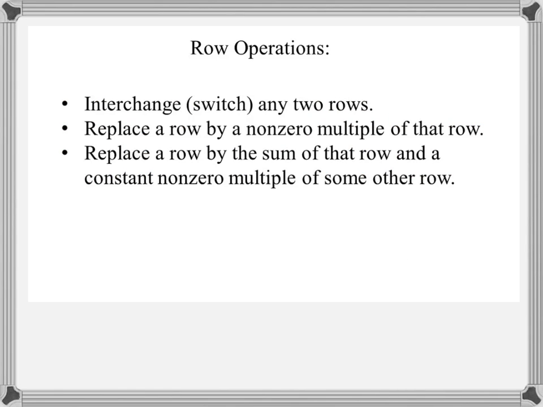So with matrices, we have certain allowable row operations. What we are allowed to do is interchange or switch any two rows. We can replace a row by a non-zero multiple of that row. And we'll look at these when we do examples. And we can replace a row by the sum of that row and a constant non-zero multiple of some other row. What we are not allowed to do is divide. So we went through interchange, replace a row, and the two ways we can replace a row.